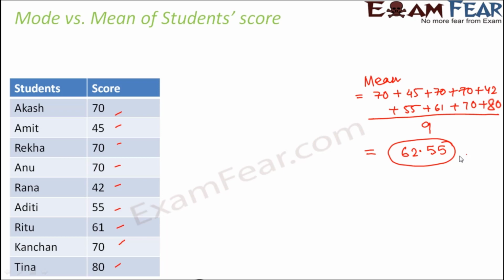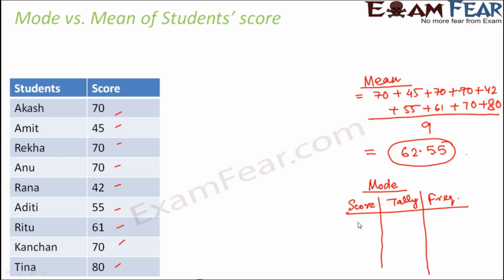Now let us try to calculate mode. When we calculate mode, we need to find out that data whose frequency is maximum. So for that we will have to prepare the frequency distribution table. So let us draw one column for score, another column for tally, and the last column for frequency. So what are the different scores? Let's arrange them in some order, that would also be better. Let's say we write 42, then 45, 55, 61, 70 and 80. These are the different scores obtained by students.